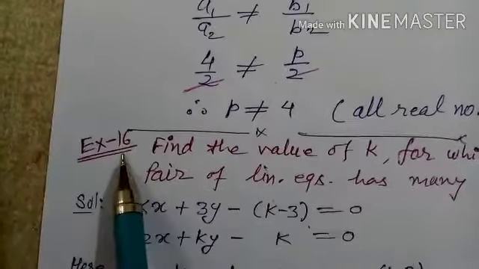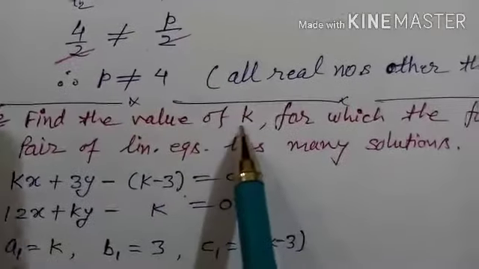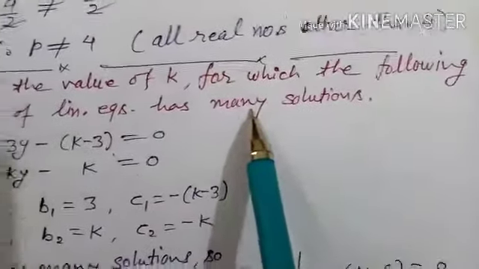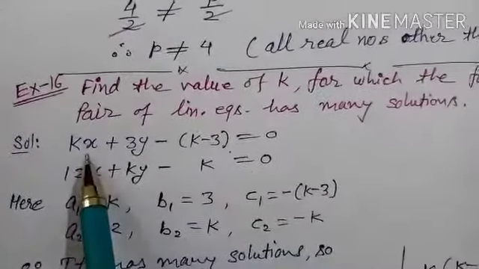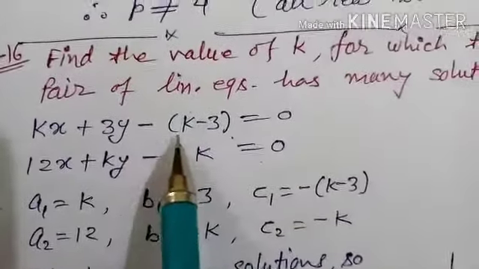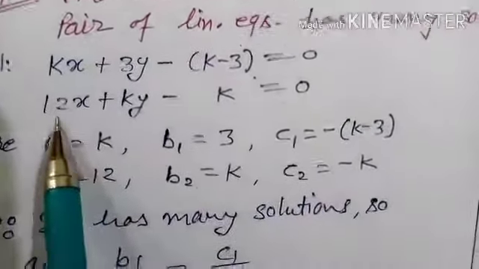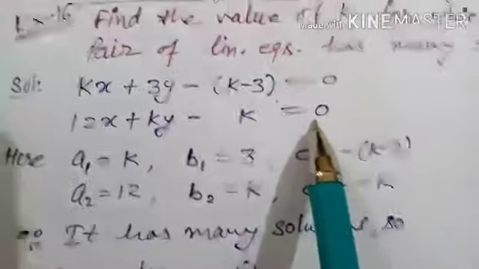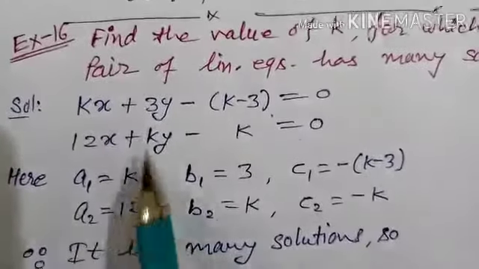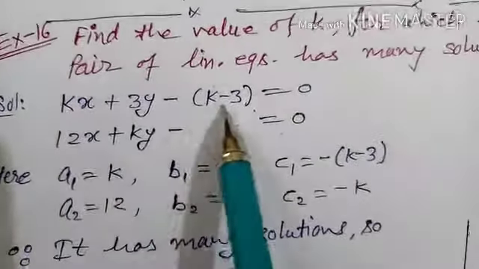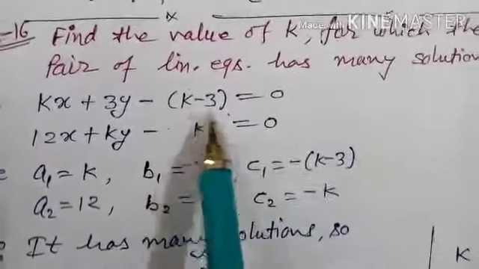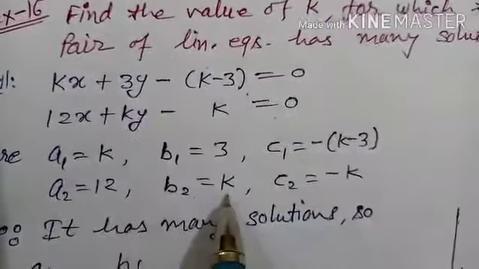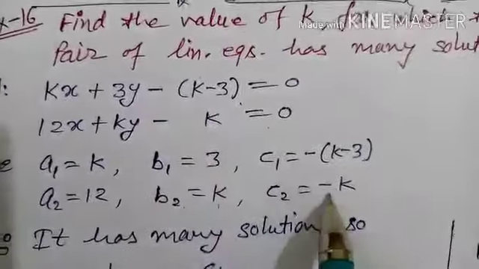Now example number 16. Find the value of k for which the following pair of linear equations has many solutions. The equations are kx plus 3y minus k minus 3 equal to 0, and 12x plus ky minus k equal to 0. So once again compare with standard form. Here a1 is k, b1 is 3, and c1 is minus, in the bracket, k minus 3. Now a2 is 12, b2 is k, and c2 is minus k.